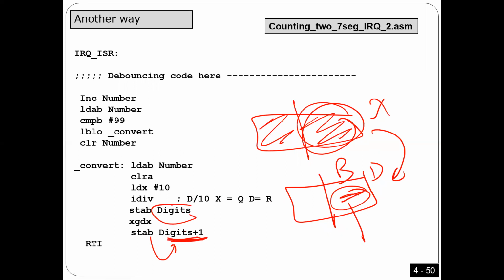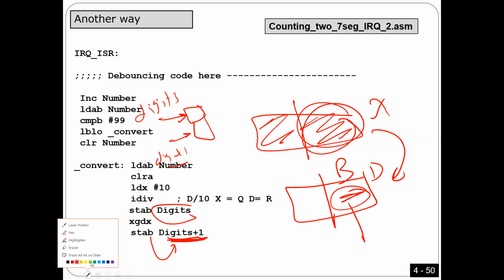Because this is like an array. This array should have 2 locations, right? The first location is digits, so the next one should be digits plus 1 as address. So now I stored one number here and one number here. Is that okay, guys? So let me tell you again the conclusion.